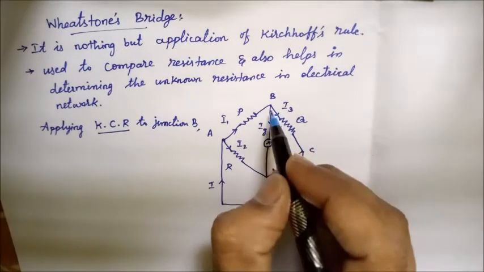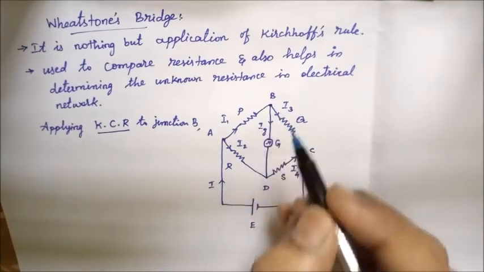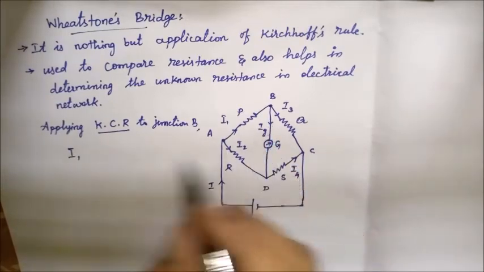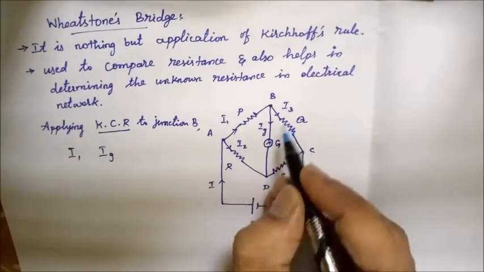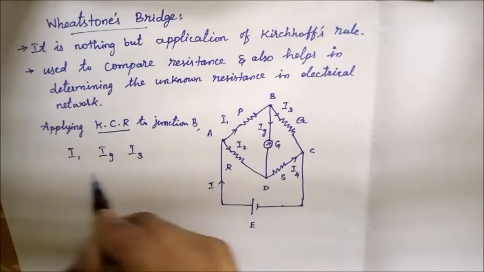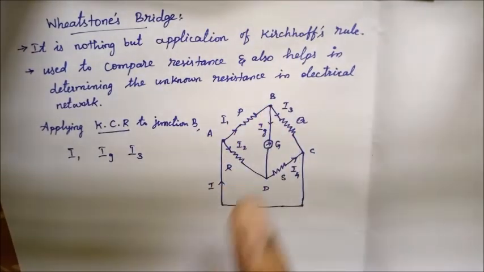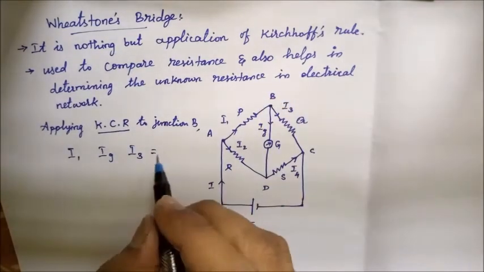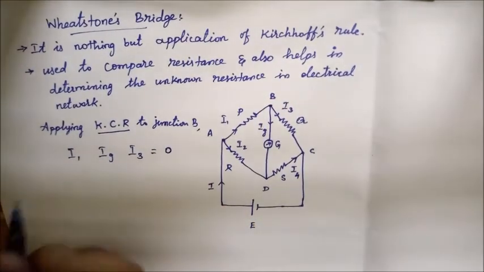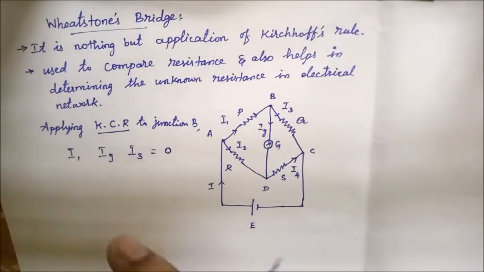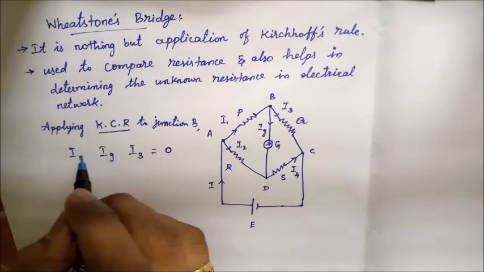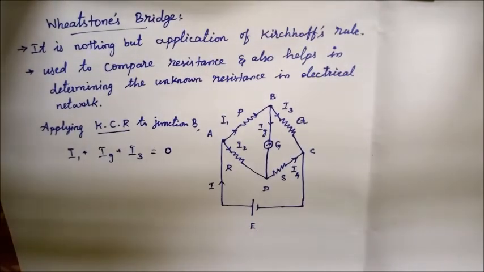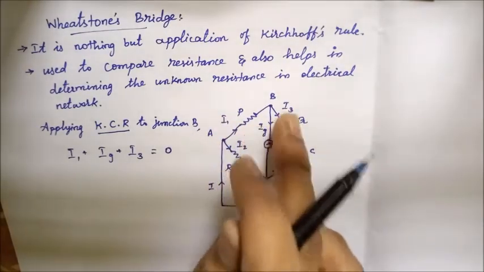Okay. So now at this junction B, what currents are involved? I1, then Ig, then I3. So these are the three currents meeting at the junction B. So what is the sum of the currents at this junction? It is nothing but 0. Okay, now we have to apply the sign convention. So we have to add everything, we have to take the summation. But what is the sign for the three currents?